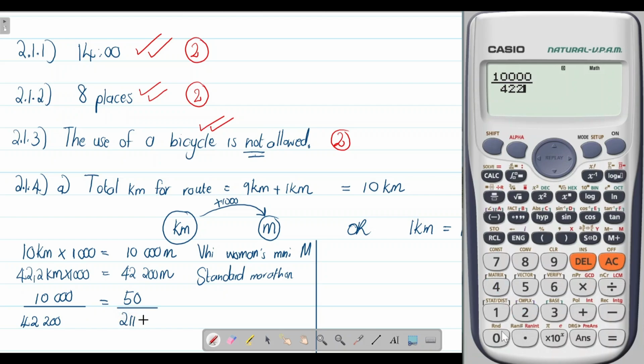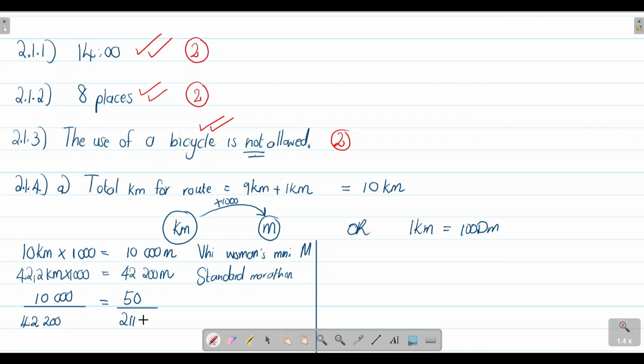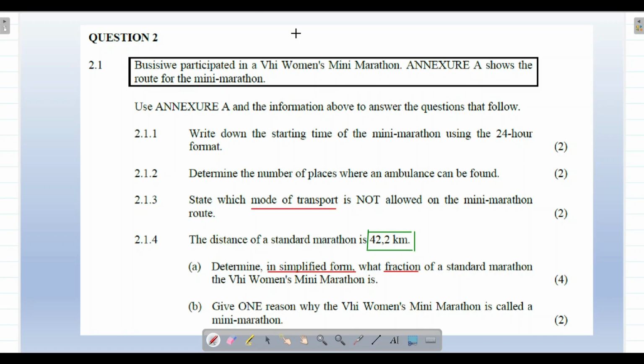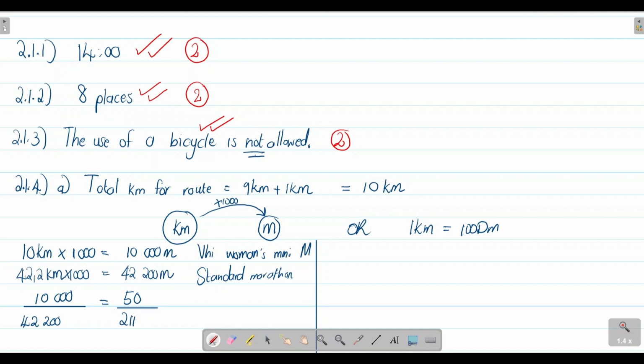Okay. So if you had to convert this into a percentage, the V Women's Mini Marathon is like 23% of a standard marathon, right? But in this case, they just wanted you to write it down in simplified form, and just leaving your answer as 50 over 211 would be okay.